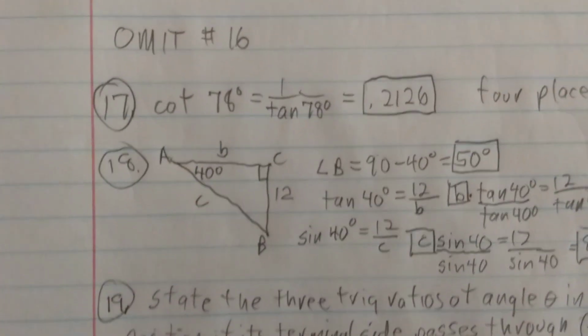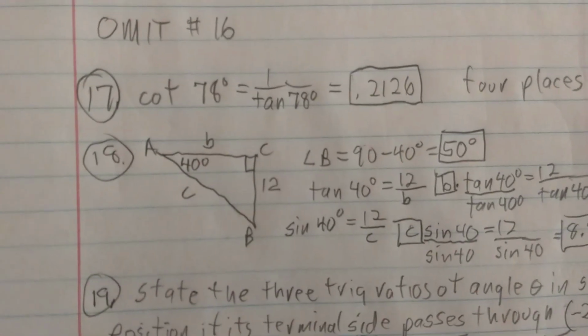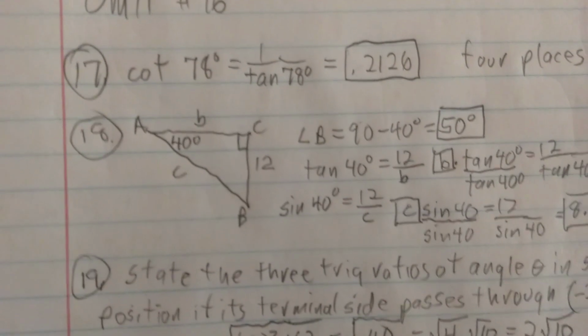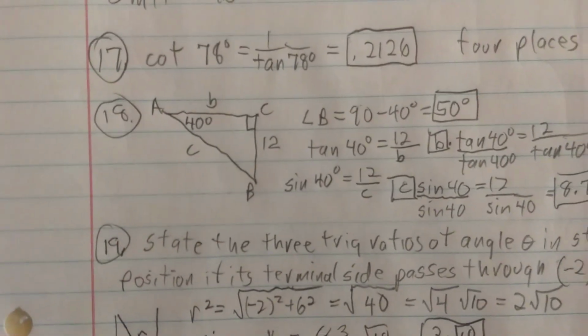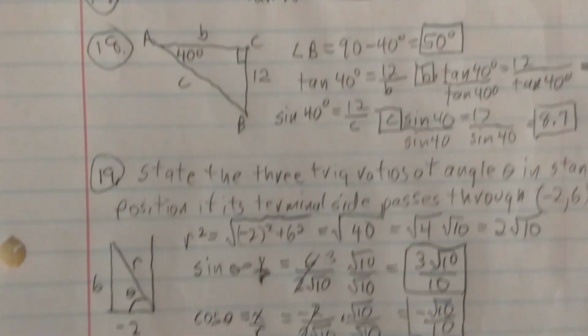Okay, so we're going to omit 16, and then 17 is a snap. Cotangent of 78 is 1 over tangent 78, which should come out to 0.2126. Make sure your mode is correct.